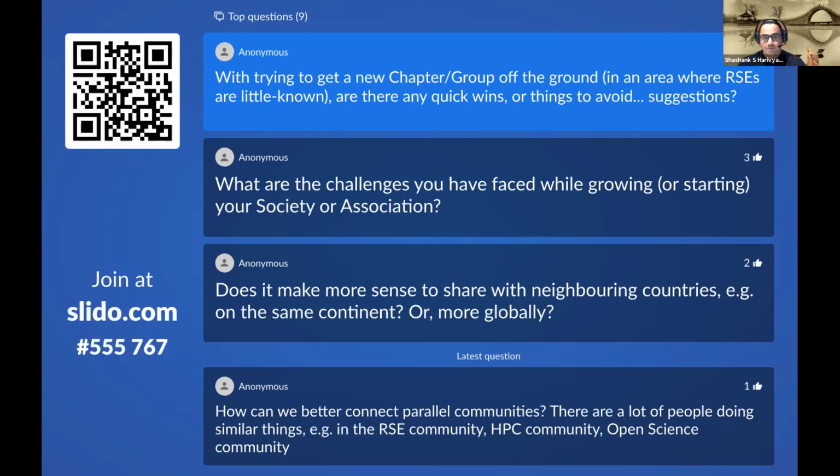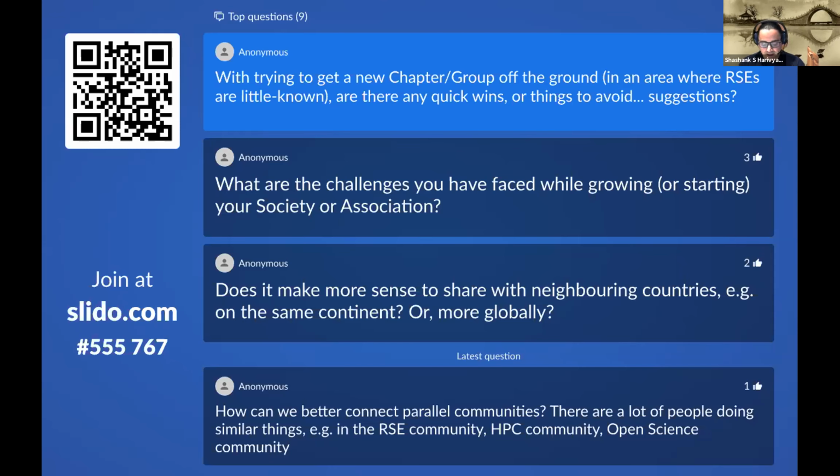With that, I will go back to the point of starting a new group off the ground. So that would be a new research unit, maybe based in a university or in a research lab, or for example, like the Dutch institution, which is, I think, exceptional in the sense that it's an institution of RSEs, which I do not know if any other country has at the moment.